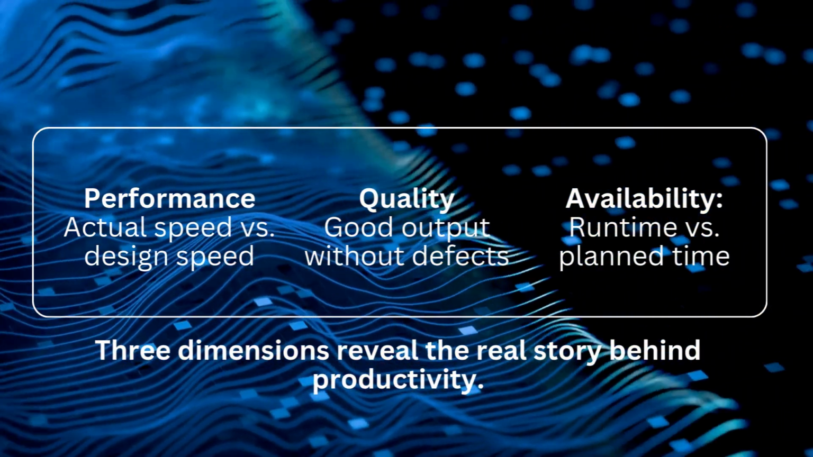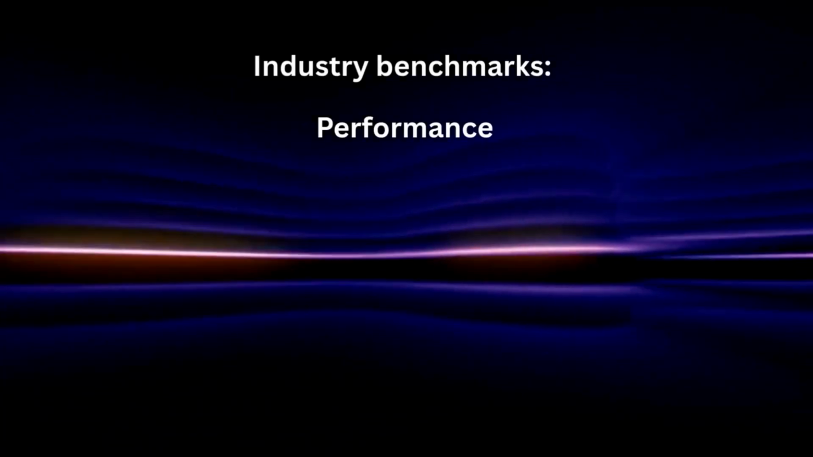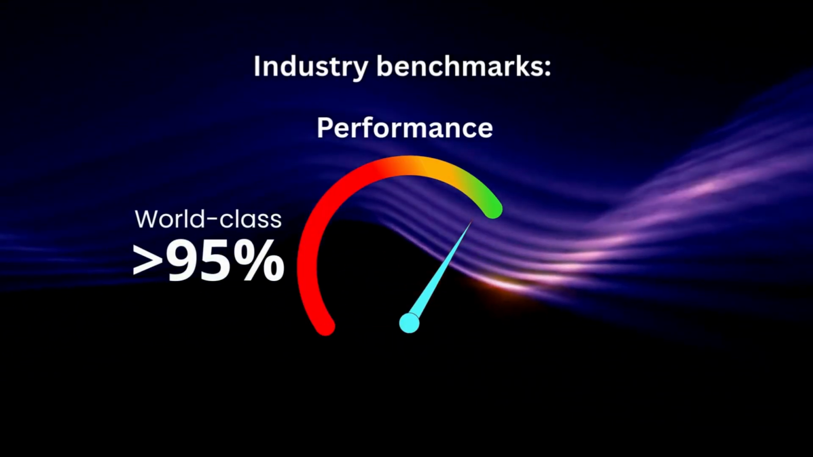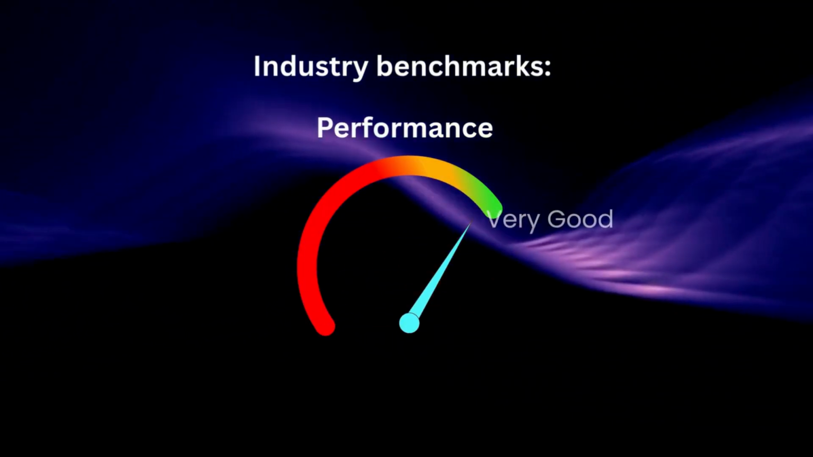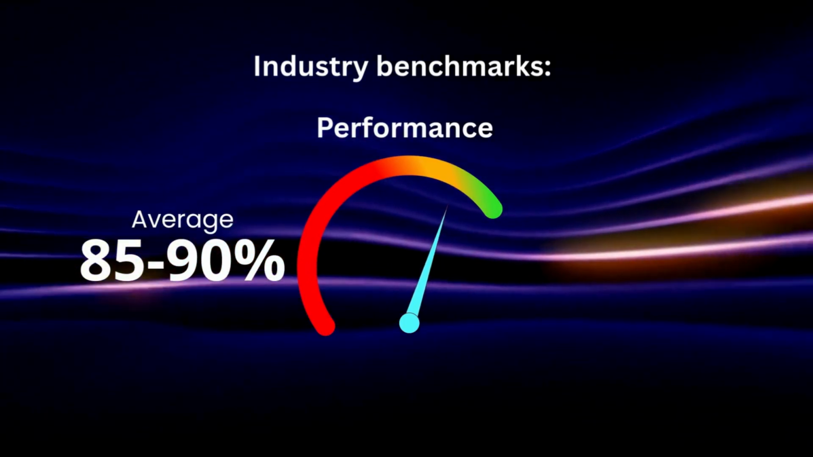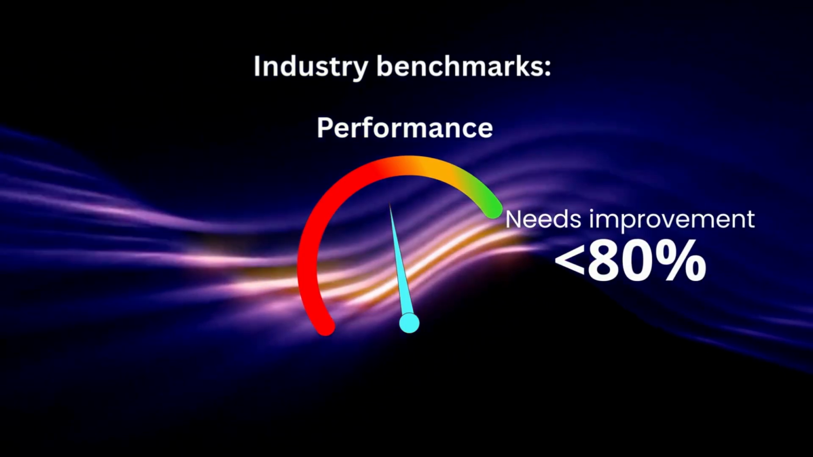So, how do you know if your OEE is actually good? Let's start with industry benchmarks, beginning with performance. For mid-size manufacturing facilities, world-class performance is typically above 95%. Very good performance sits around 90 to 95%. Average performance ranges between 85 to 90%. Anything below that indicates clear room for improvement.